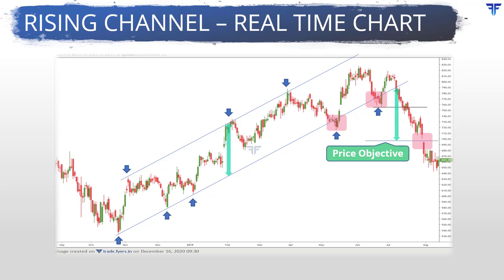This brings us to an important point. If the price objective of a channel is achieved, do not immediately book profits. If the prevailing trend is strong and if it looks likely to continue than reverse, it makes sense to hold on to the winning position and trail the stop loss in the direction of your position. Remember, the price objective that is determined is the minimum price objective and not the maximum price objective.